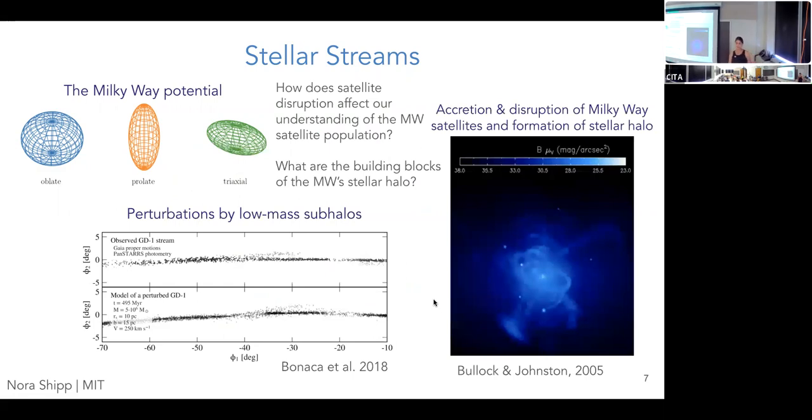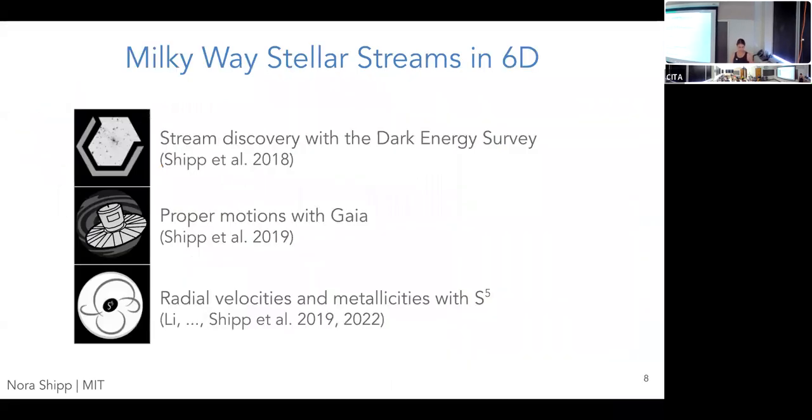And finally, streams also tell us a lot about galaxy formation. So they provide a sort of snapshot of the accretion history of the Milky Way. So we can use them to learn about the buildup of the Milky Way stellar halo, about the processes of tidal disruption that satellites undergo in the Milky Way, and generally to just learn about this process of hierarchical structure formation.